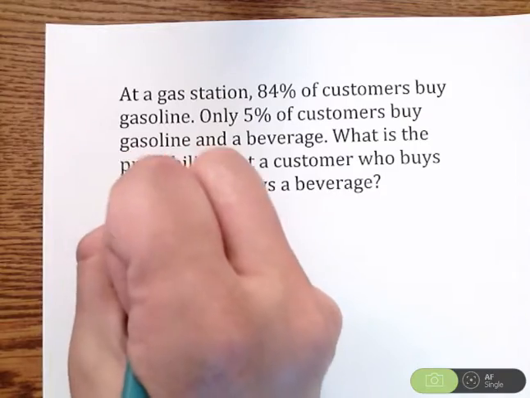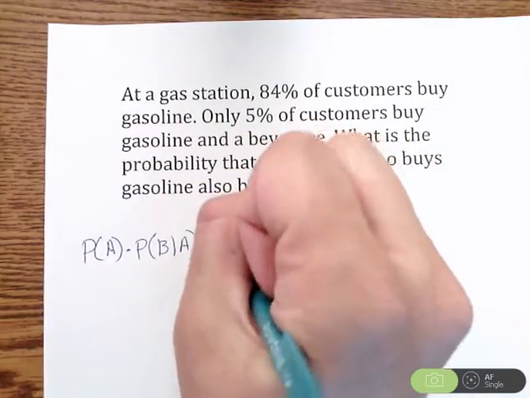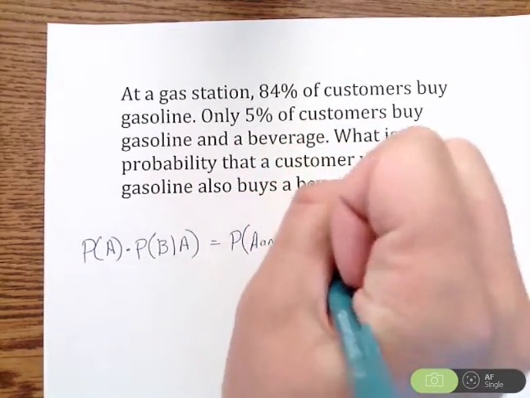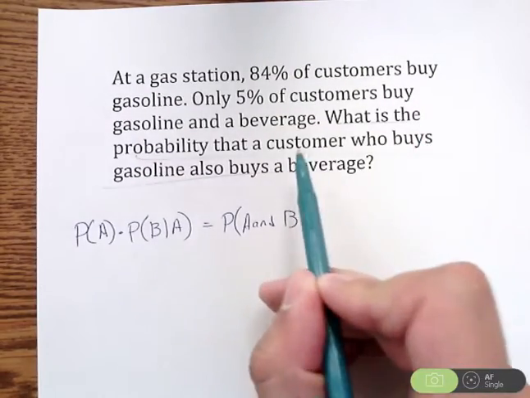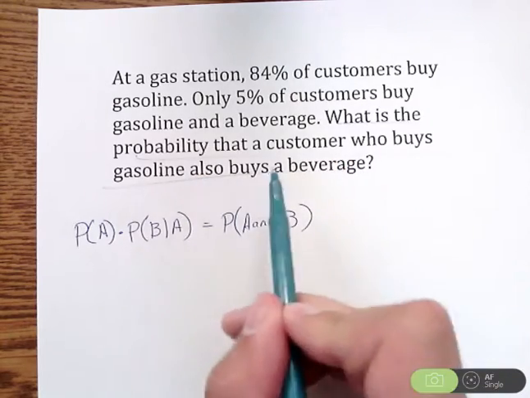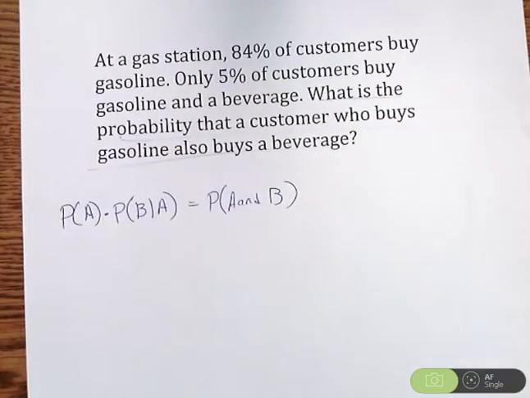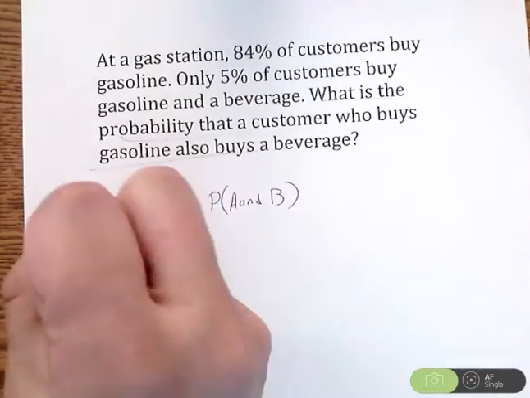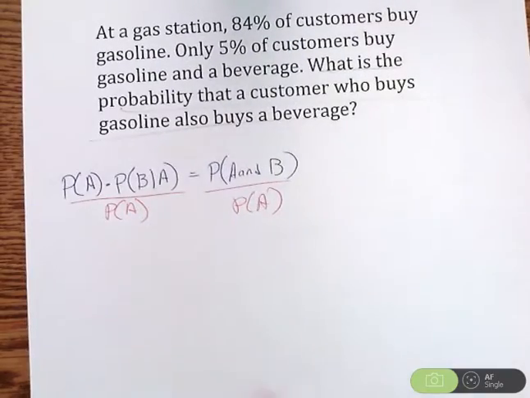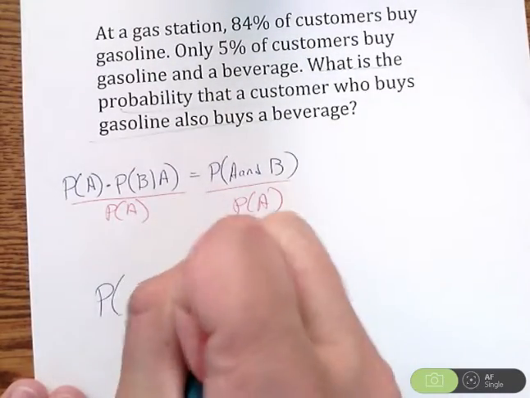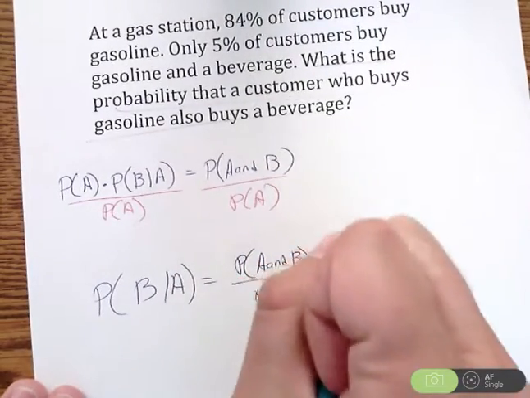Remember that the probability of A and B is P(A) times P(B given A). They're asking us for the conditional probability. Given they're a customer who buys gasoline, what is the probability that they buy a beverage? So let's get this conditional piece alone, and I showed this in class too. If I want to isolate this one, I'm going to divide by the probability of A. What you end up with is the probability of B given A is the probability of A and B happening divided by the probability of A.